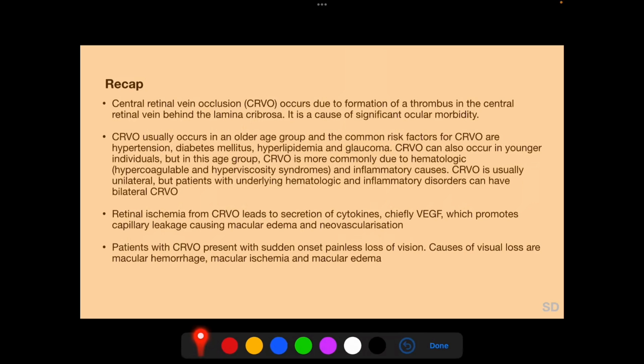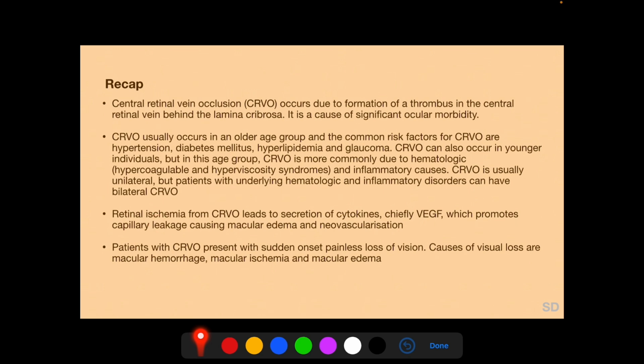To recap the salient points, central retinal vein occlusion or CRVO occurs due to formation of a thrombus in the central retinal vein behind the lamina cribrosa. It is a cause of significant ocular morbidity. CRVO usually occurs in an older age group, and the common risk factors for CRVO are hypertension, diabetes mellitus, hyperlipidemia, and glaucoma. CRVO can also occur in younger individuals, but in this age group, CRVO is more commonly due to hematologic and inflammatory causes. CRVO is usually unilateral, but patients with underlying hematologic and inflammatory disorders can have bilateral CRVO.